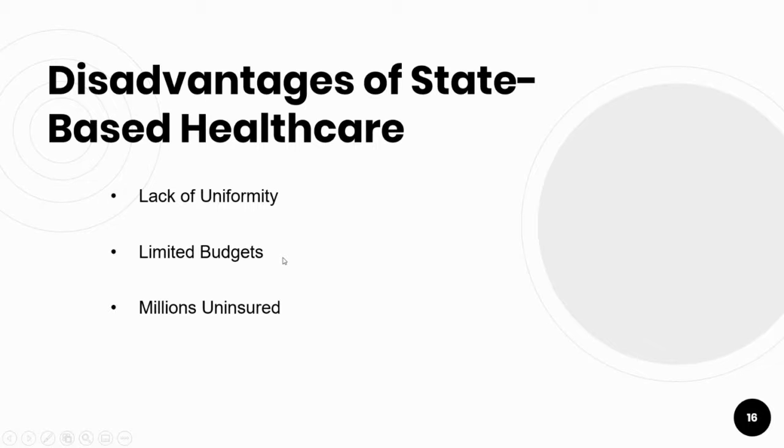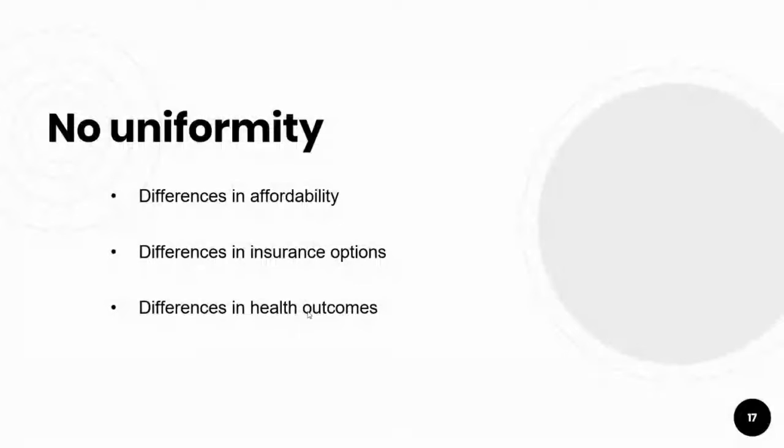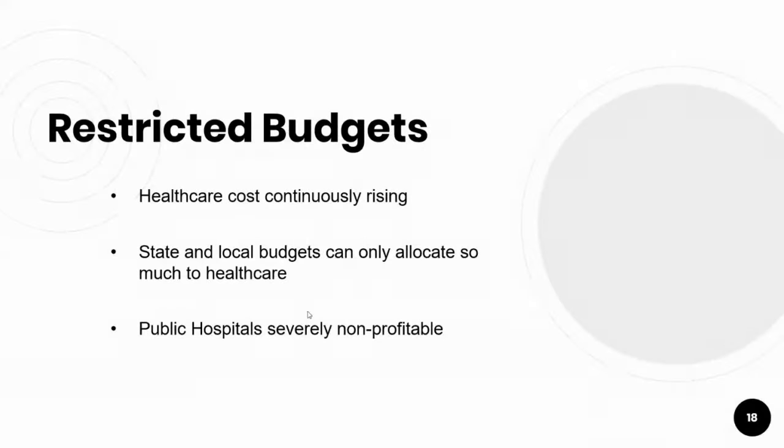States have limited budgets to allocate to healthcare spending, and we see under the current model that there are still millions of people who are uninsured. If you take the state-based healthcare approach, you have to be able to answer to that. Now, specifically for no uniformity, the general argument is that without uniform action, that inevitably leads to disparities in affordability, in options, in health outcomes. They argue that can affect people along racial lines, economic lines, obviously. So that's a general argument there.